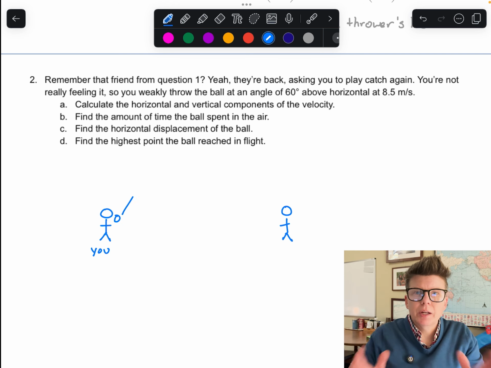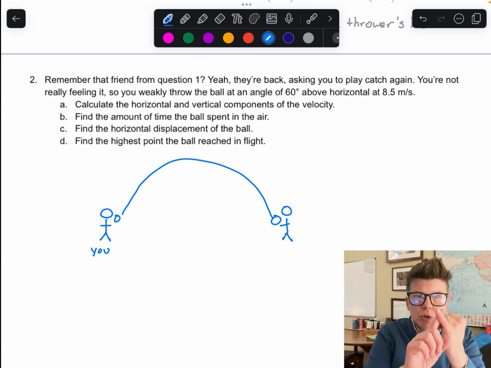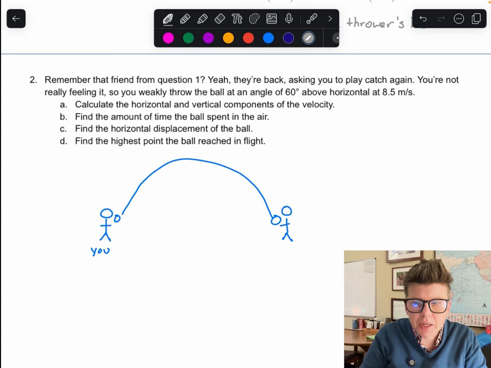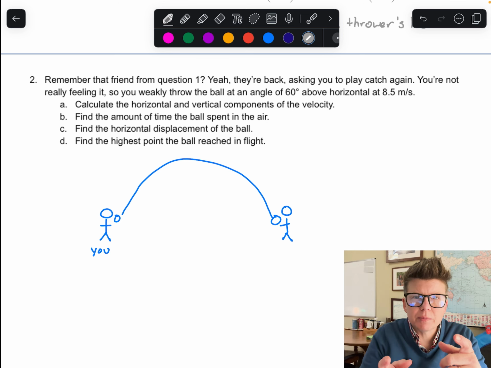I'm always going to ask you to sketch the problem. Here I am sketching it out. You, the friend, setting the origin. Let's get through that sketching and we'll move on with the problem solving.